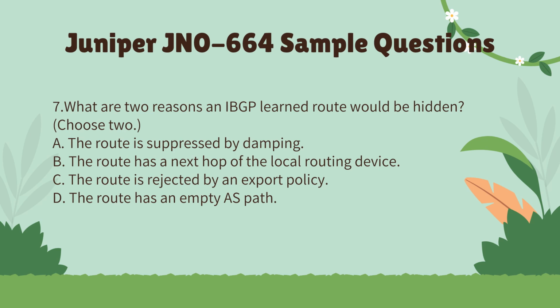7. What are two reasons an IBGP learned route would be hidden? Choose 2. A. The route is suppressed by damping. B. The route has a next hop of the local routing device. C. The route is rejected by an export policy. D. The route has an empty AS path.